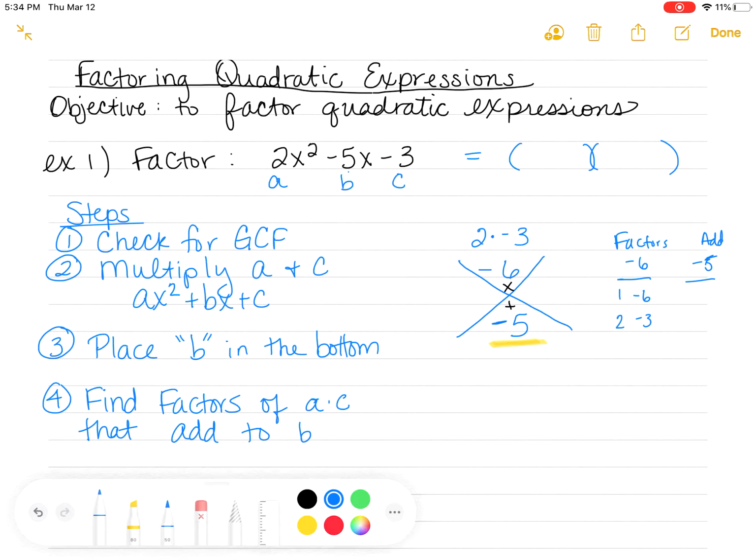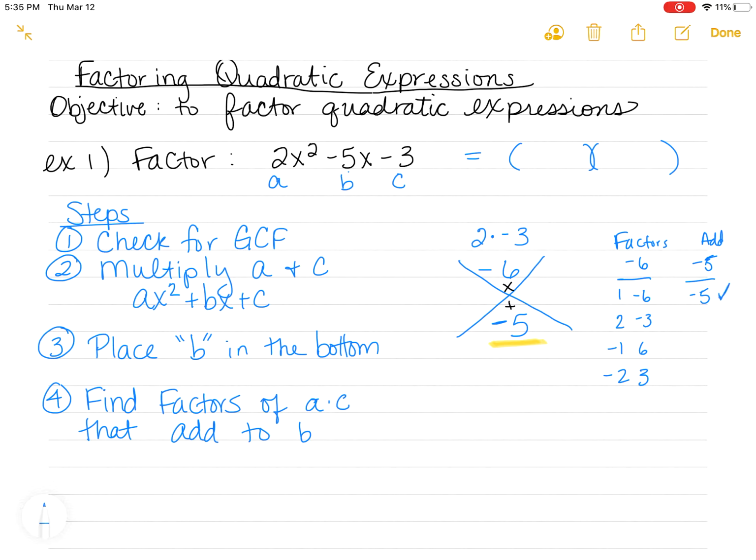You could list -1 and +6, -2 and +3, because that is technically all of the factors of -6 that when you multiply will get you -6, okay? So then you just want to check to see what they add to. So 1 plus -6 is -5. Hey, look, that's the number I'm looking for, so I'm done. Okay, and so I know those are my factors. You're going to place those in your x. They're going to go here, 1 and -6.